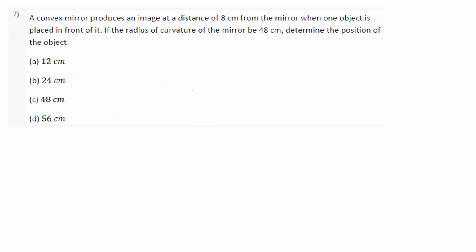Yeah. So next question is, convex mirror produces an image at a distance of, so we are talking about a convex mirror. For a convex mirror, the object is always here and the image is virtual on the other side. So image distance is negative, object distance is positive for a convex mirror.